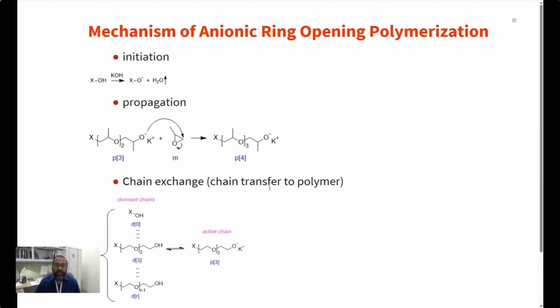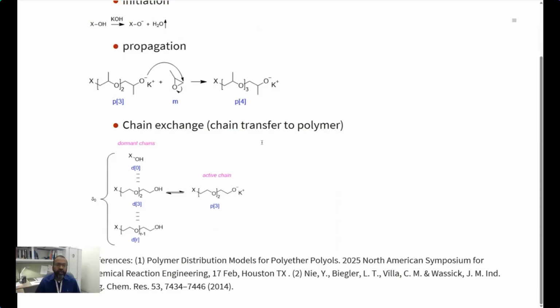Chain exchange or chain transfer to polymer is a reaction where there is fast proton transfer. So for example, an active chain P of 3 can abstract a proton, but it can do that from any one of several dormant chains with neutral OH groups in the end. When P of 3 abstracts a proton from any of these chains, it becomes the dormant chain D of 3. For more information on the chemistry of anionic ring opening polymerization, here are some references if you want to read up on that.